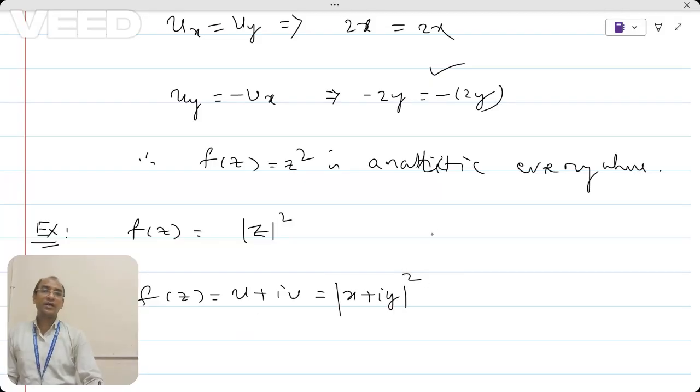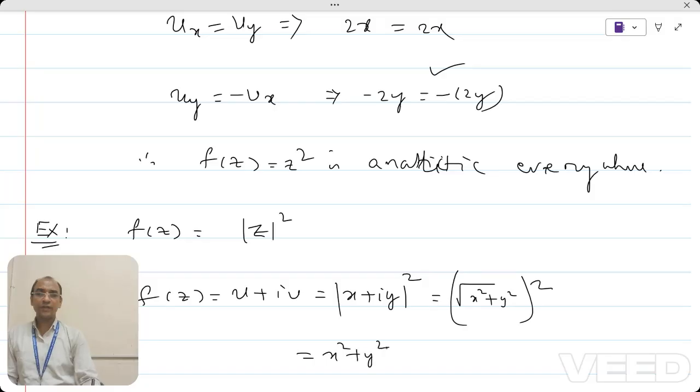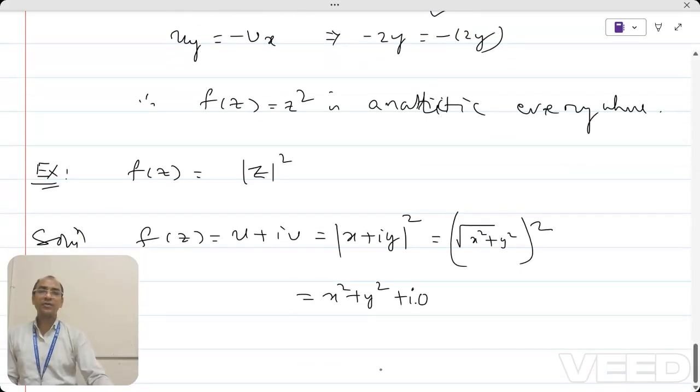So you know that the mod of a complex number is nothing but the square root of the sum of the squares of the real and imaginary parts, but here the square is there, so we will take the square. So finally what will we get? x square plus y square, and there is no imaginary part. And so what is my u? u will be x square plus y square, and v will be 0.